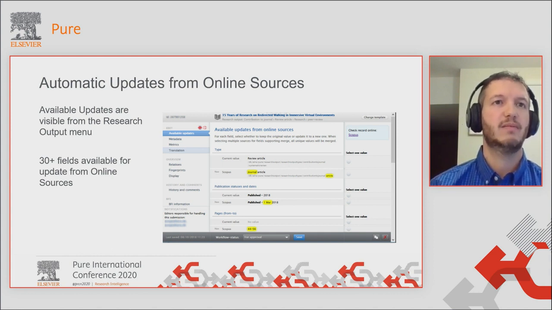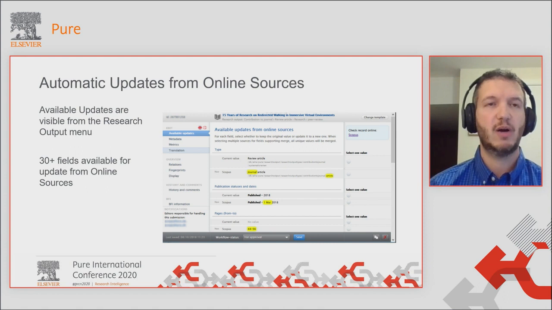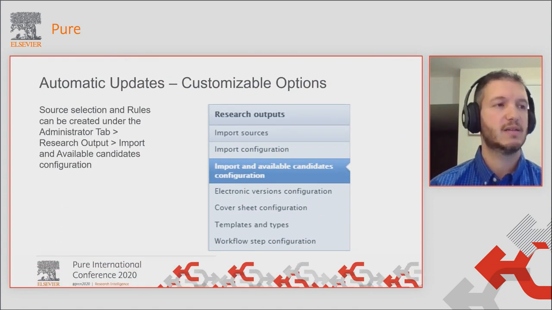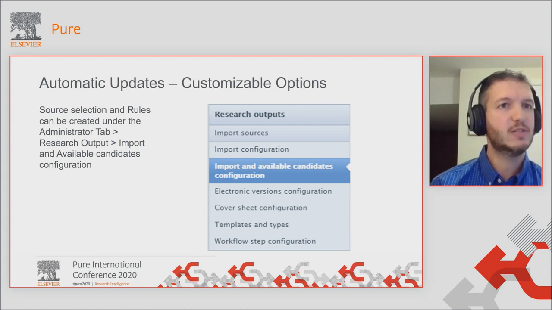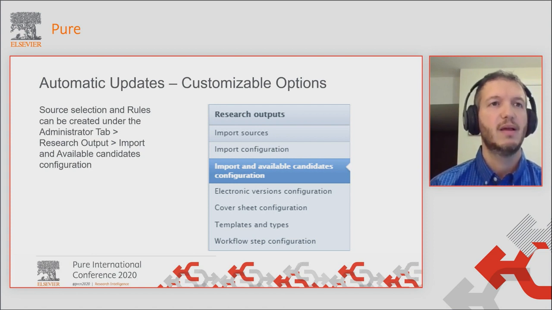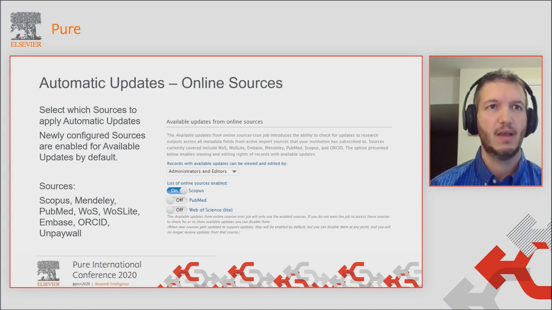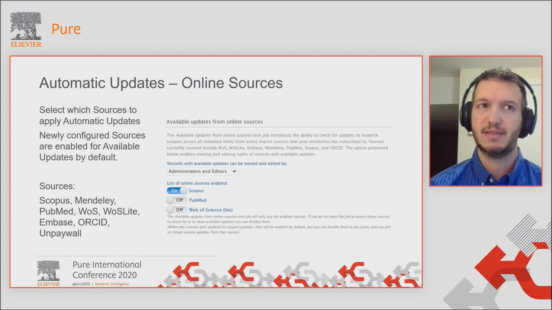You can find the configuration for the available updates in the Administrator tab under the Research Outputs menu titled Import and Available Candidates Configuration. It's pictured here. This area allows you to select which source or sources you would like to draw updates from and which user roles can view and edit these available updates.